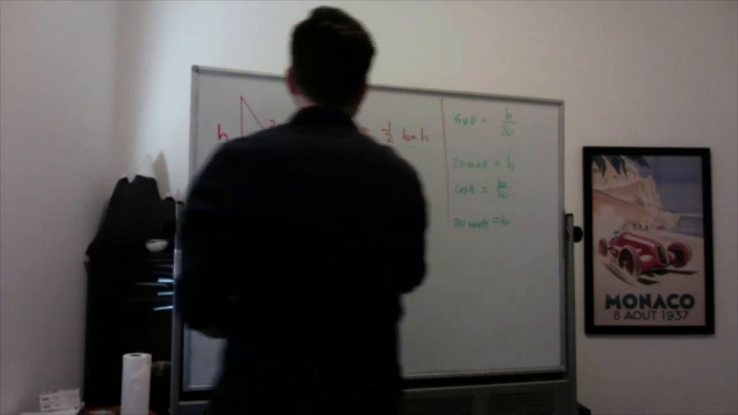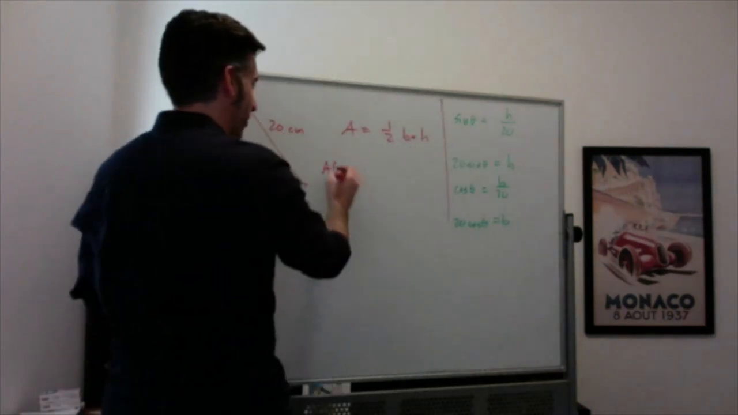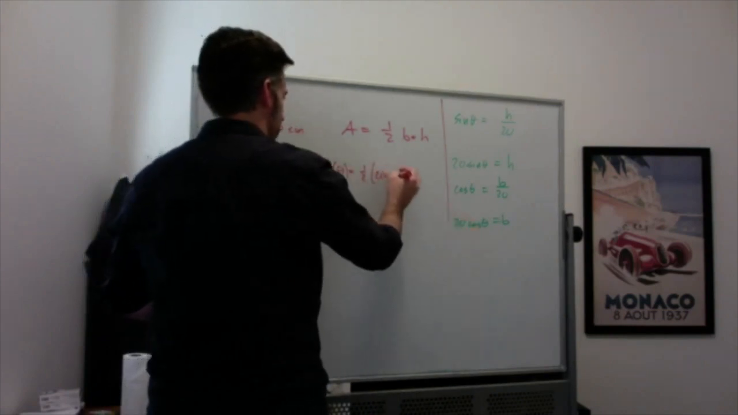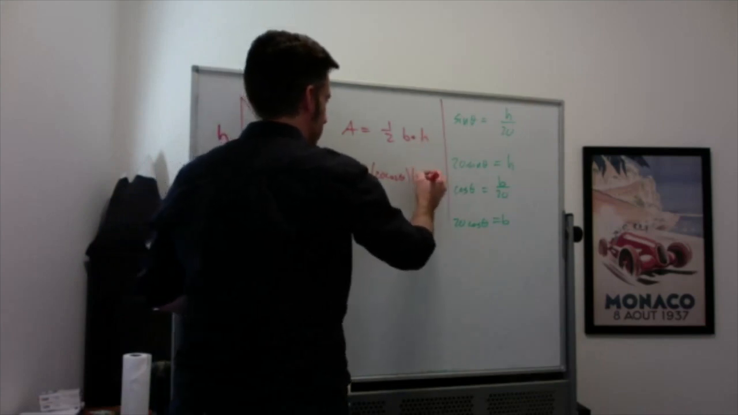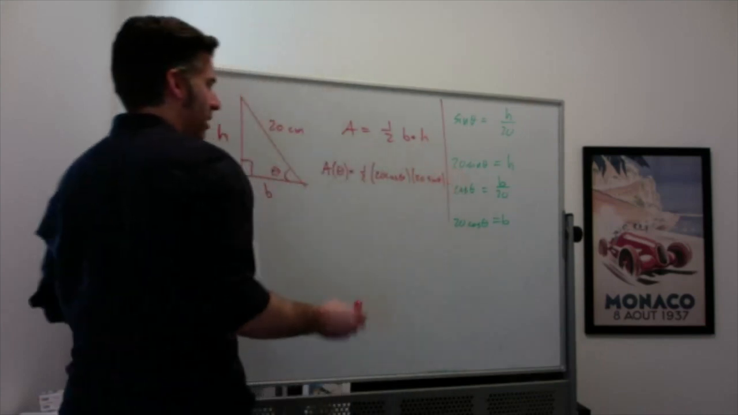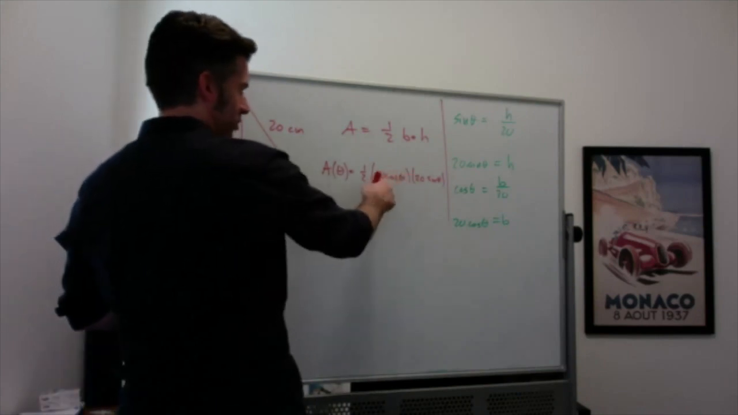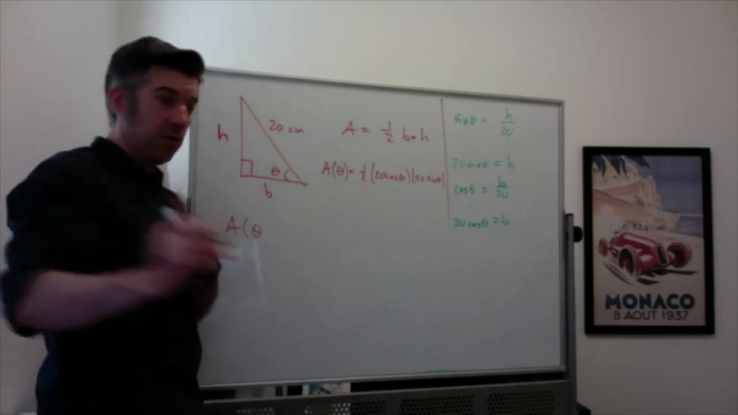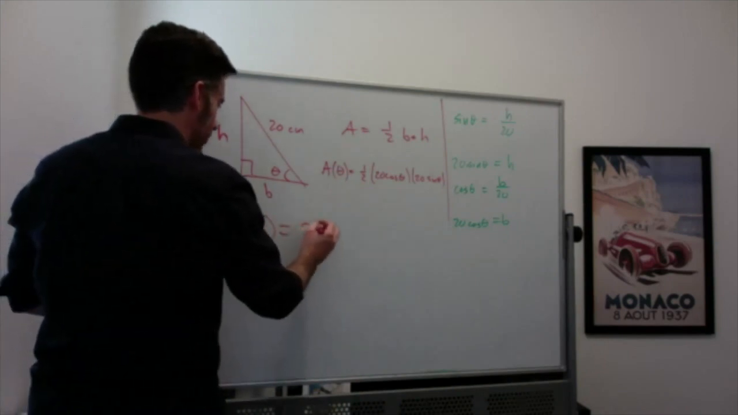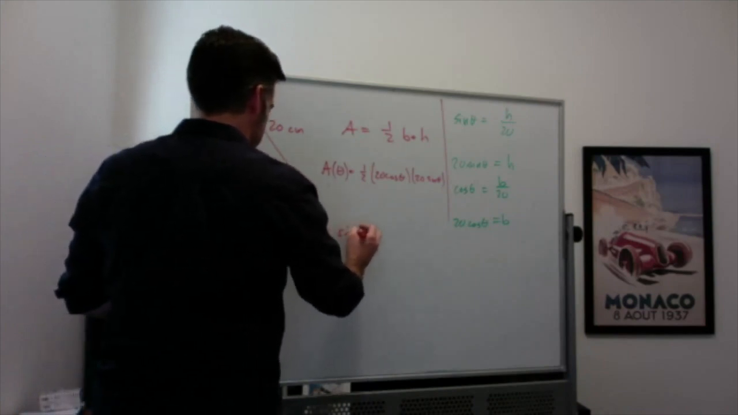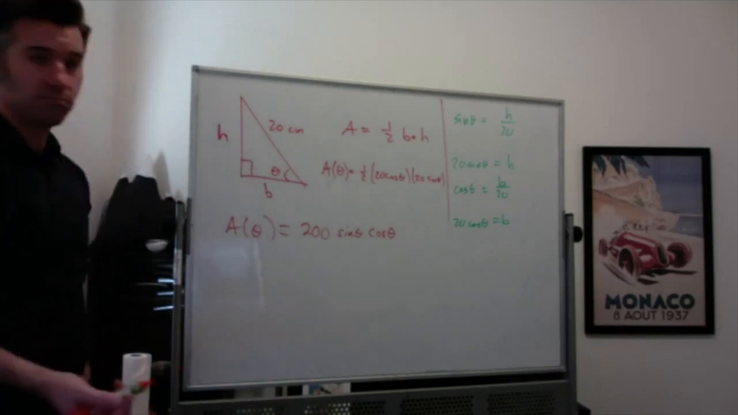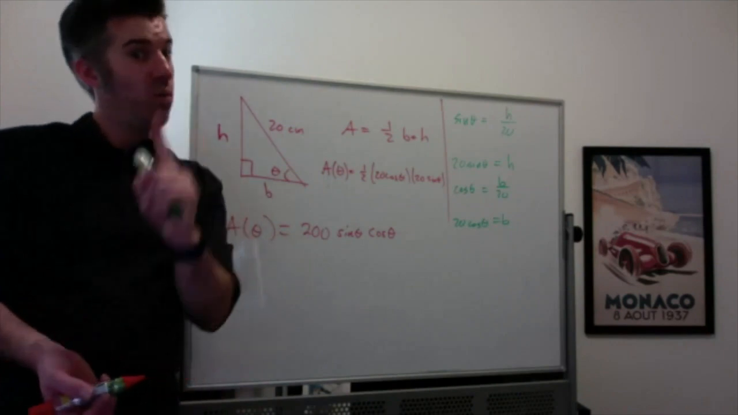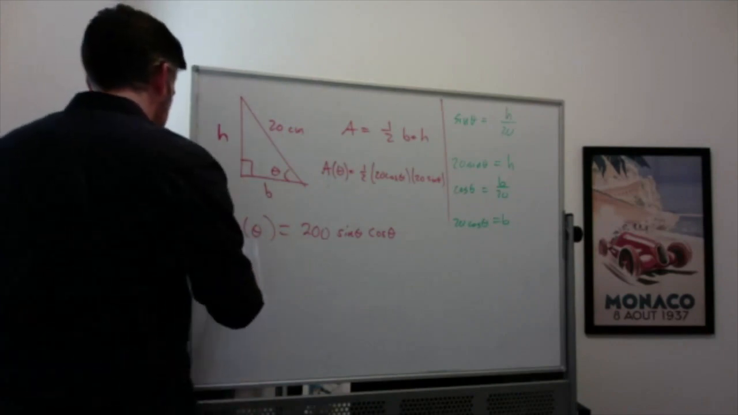So I can rewrite the area as a function of the angle theta. It's 1/2 base, which is 20 cosine theta, times height, which is 20 sine theta. And then 20 times 20 is 400, divided by 2. So that's going to be area as a function of one variable: 200 sine theta cosine theta. So it's a really, really fast way to get the thing you want to maximize as a function of one variable. Then we take the derivative.